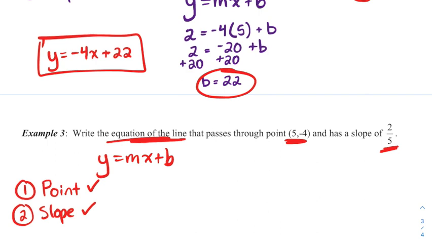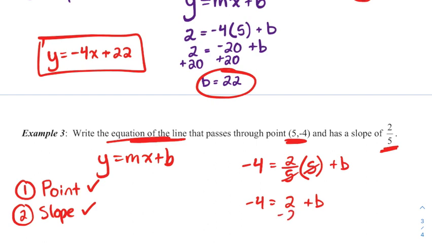I'm going to put -4 in for y, 2/5 in for m, the slope, 5 in for x, and I'm going to let b be the variable. That's what I'm solving for. So -4 equals 2/5 times 5. You can use your calculator for it, or if you know these cross out, we're left with 2 plus b. Subtract 2. We get -6 equals b.